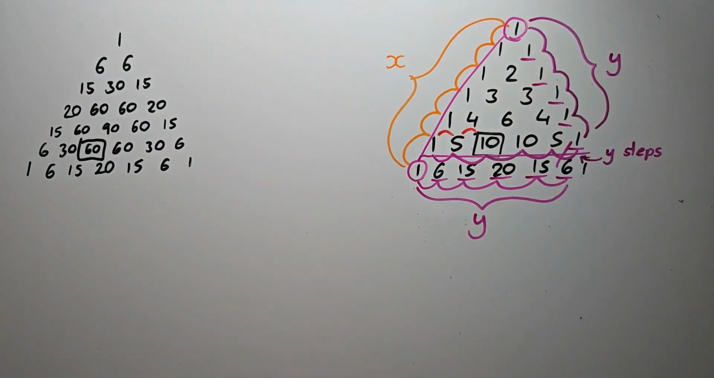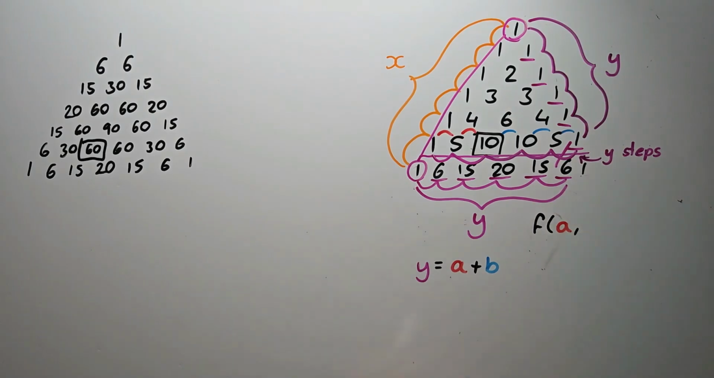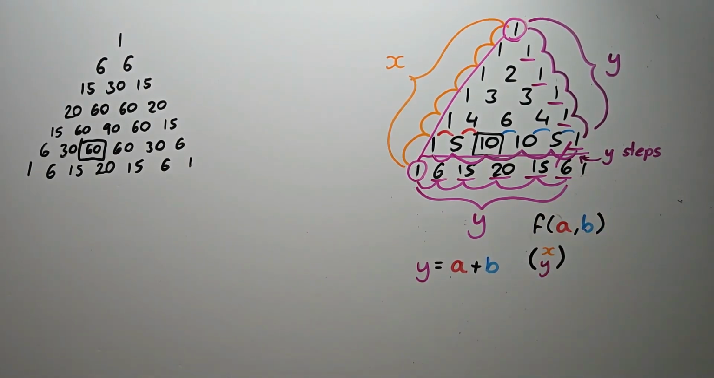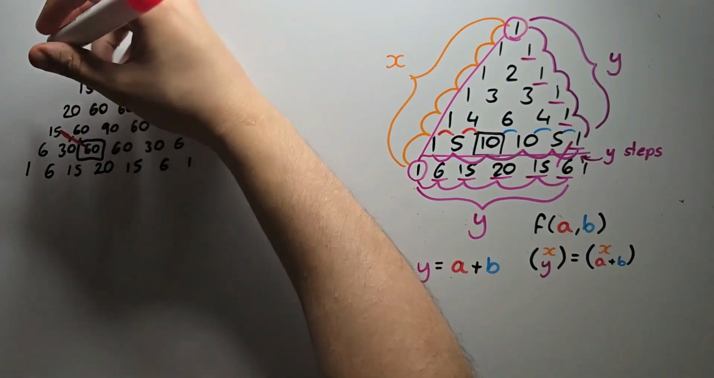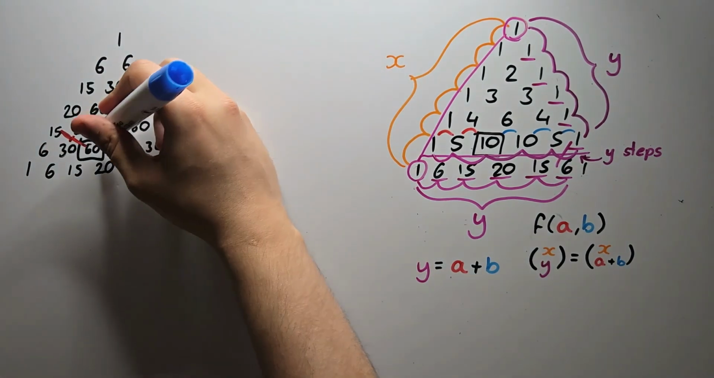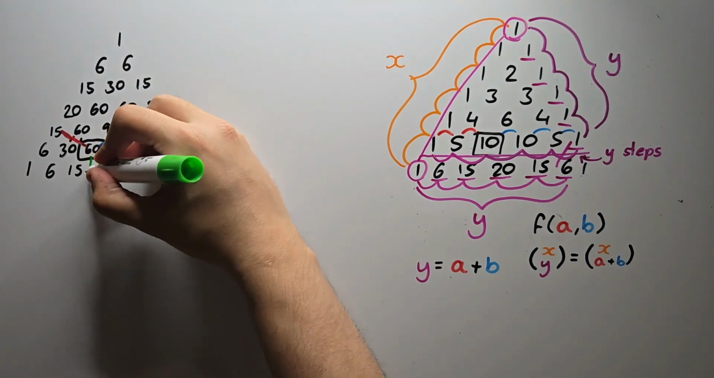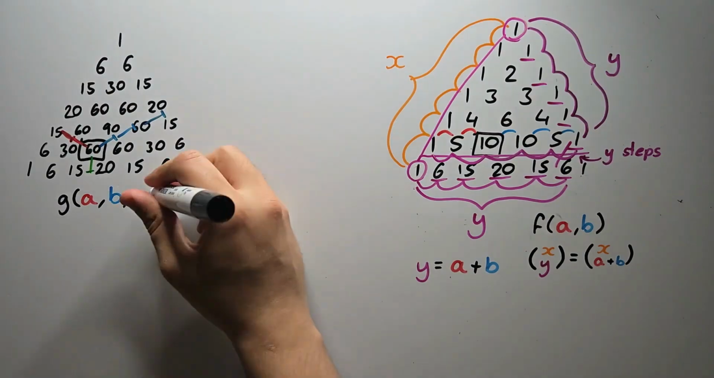Let's say that our selected number is a steps from the left and b steps from the right. We see that y is equal to a plus b. Also note that our chosen value is equal to f of a, b, and that our multiplier is equal to x choose y, which is equal to x choose a plus b. We can also see that the corresponding value to our chosen value in Pascal's tetrahedron is a steps from the left border, b steps from the right border, and c steps from the bottom border. Thus, it is equal to g of a, b, c.